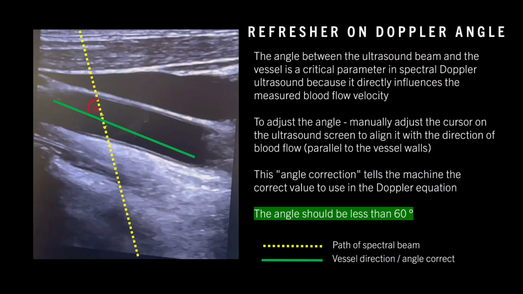So if you're starting to feel a little bit lost on the directions and the angles and the pulse wave and the sample gate, don't worry, let's take a minute, pause for the cause here and do a refresher. So we're looking at the angle between the ultrasound beam and the vessel itself. This is the critical parameter in spectral Doppler because it directly influences the measured blood flow velocity. So to adjust the angle, you'll manually adjust the cursor on the ultrasound screen to align it with the direction of the blood flow, parallel to the vessel walls.